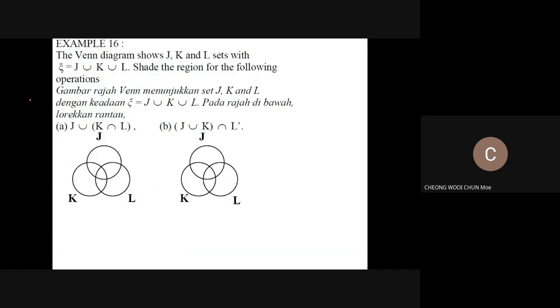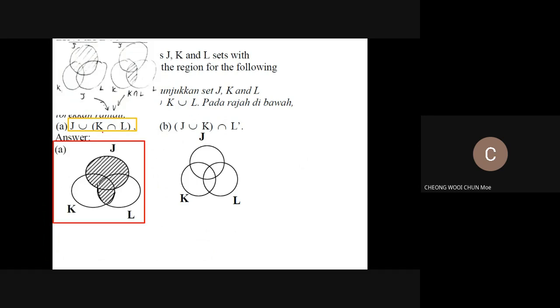Then we look at example 16. Okay, then we look here. You want to shade the region. It's not all combined operation, that's why it's very difficult to find if you are not used to it. I'm really used to it so I can understand, but I can teach you the steps easier.